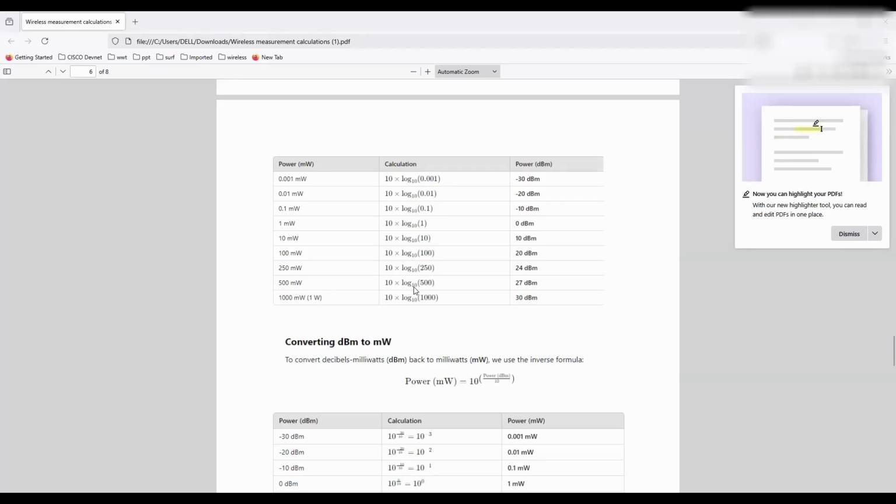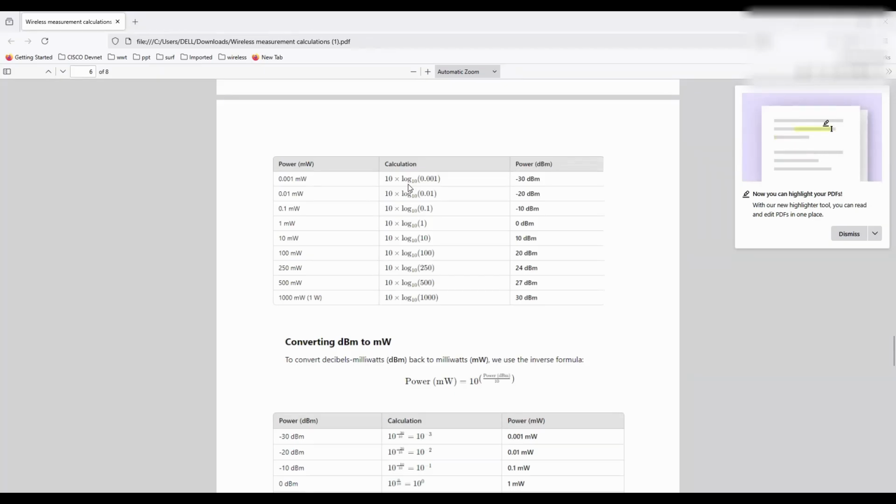So 500 milliwatts, if you take log 10 of 500. So how many times I need to multiply 10 to get to 500. So that value you take, multiply by 10, that is equal to 27 dBm. So the exact value will not come with this calculation unless you are using a calculator. But the analogies that you are getting, the observations you are getting, that is what is important. Okay, you can Google it and you can convert it in like 2 minutes. But on paper, if somebody asks you to do a conversion, you should be able to do it with this equation that we are having.